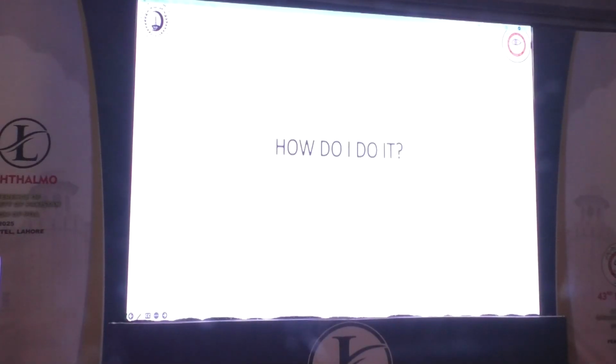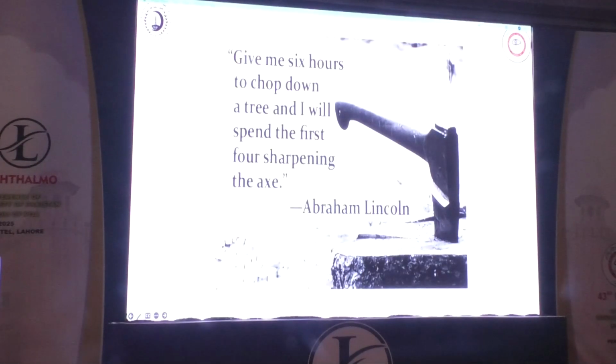How do I do it? I will present my steps of surgery, and I hope it will give some benefit to your daily practice. There is a saying from Abraham Lincoln: give me 6 hours to chop down a tree, and I will spend the first 4 sharpening the axe. So I apply this rule when performing DCR surgery.